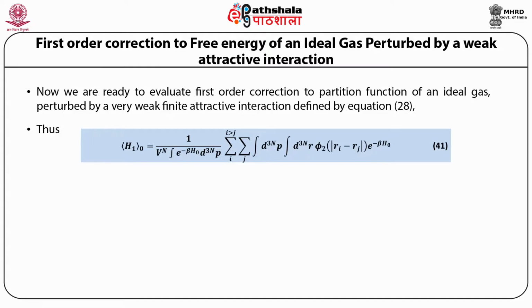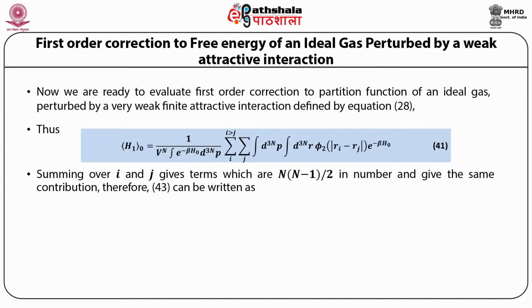evaluated at lambda equal to 0 is equal to 1 upon V raised to power N multiplied by the integral of d3N p, the summation over i greater than j, the integral of d3N r, phi 2 as a function of modulus of ri minus rj, multiplied by e raised to power minus beta H0. Summing over i and j gives terms which are N times N minus 1 divided by 2 in number and give the same contribution.